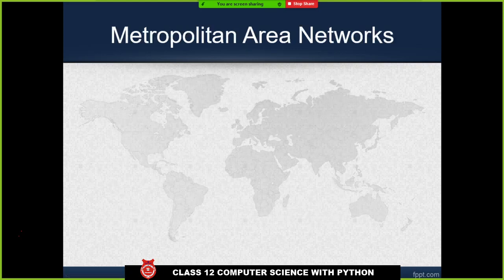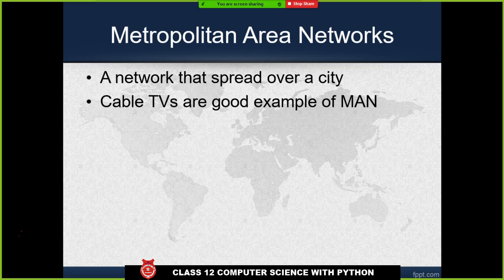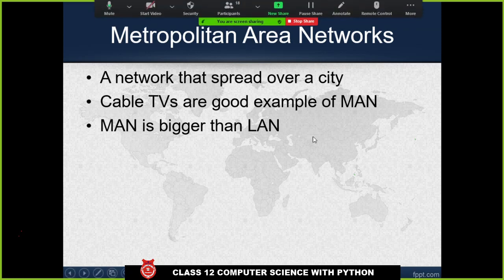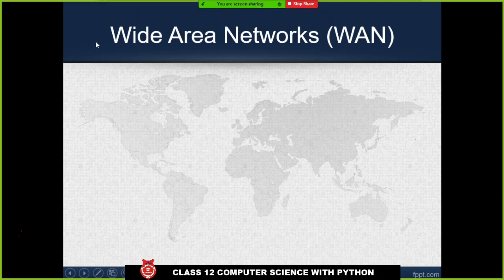Now let's go to metropolitan area network. When we say metropolitan area network, it spreads over a city. For example, cable TVs are a good example of metropolitan area network. In Mizoram, let's say in Aizawl, we have LPS, which is a local TV cable operator, which operates using computer network, and Zonet also. They are known as metropolitan area network, which is bigger than LAN, but smaller than wide area network.